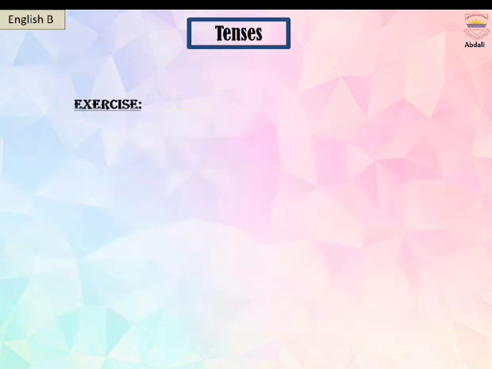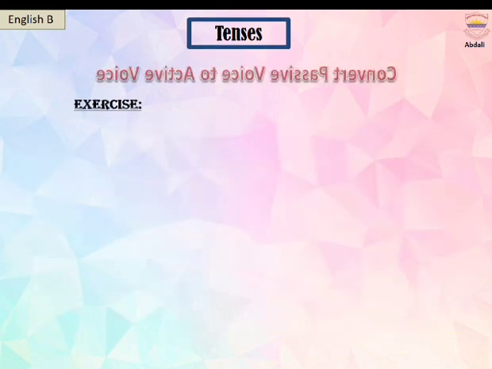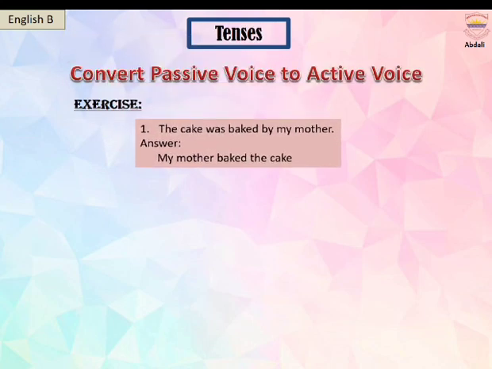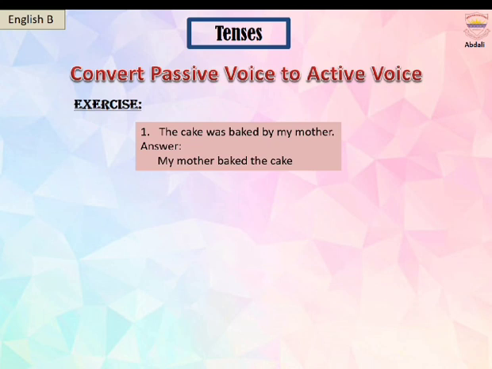Let's move on to the exercise. Convert passive voice to active voice. In this exercise, I'll give you a sentence in the passive voice, and your task is to convert it to active voice. "The cake was baked by my grandmother." And the answer is, "My grandmother baked the cake."